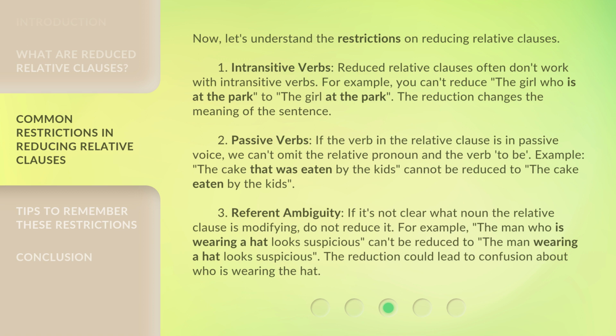3. Referent ambiguity. If it's not clear what noun the relative clause is modifying, do not reduce it. For example, "the man who is wearing a hat looks suspicious" can't be reduced to "the man wearing a hat looks suspicious." The reduction could lead to confusion about who is wearing the hat.